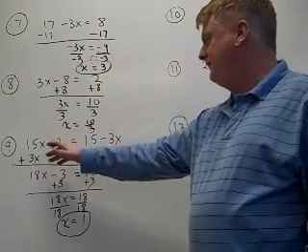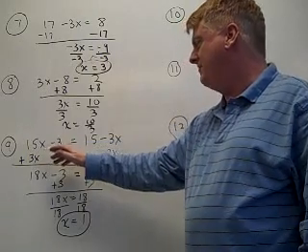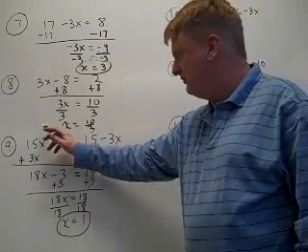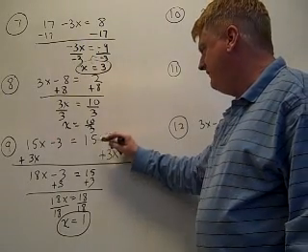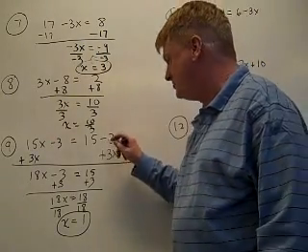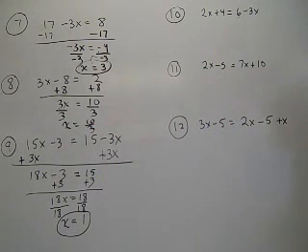Check it in the original. 15 times 1 is 15, minus 3 is 12. So there's 12 on this side. 3 times 1 is 3. 15 minus 3 is 12. There's 12 on both sides. The equation checks.